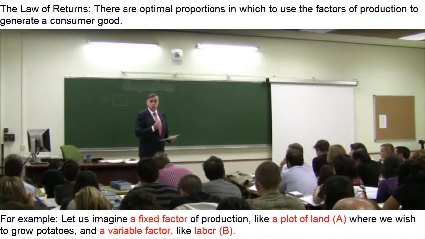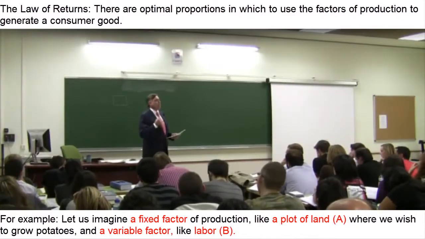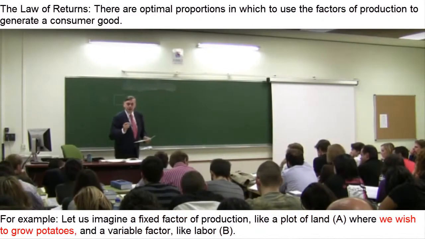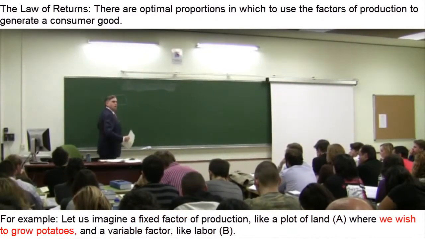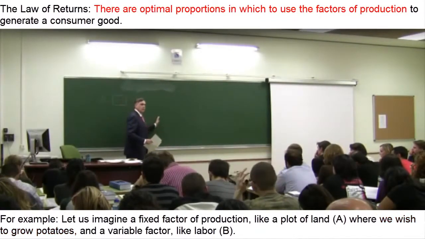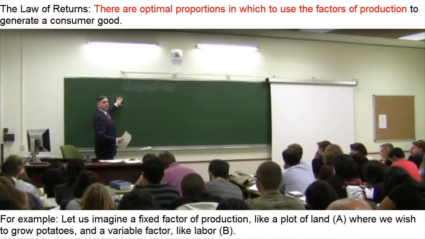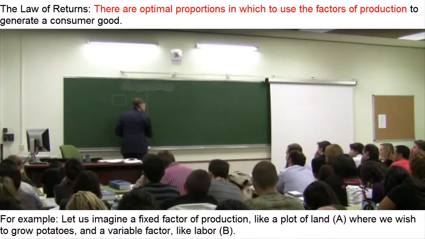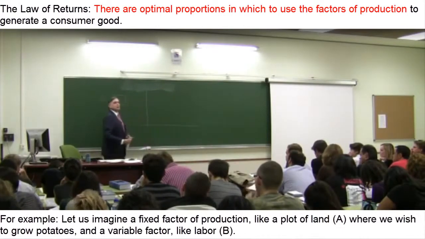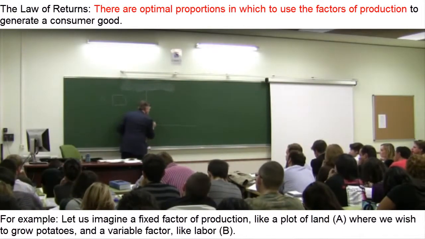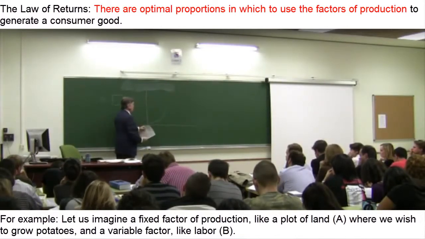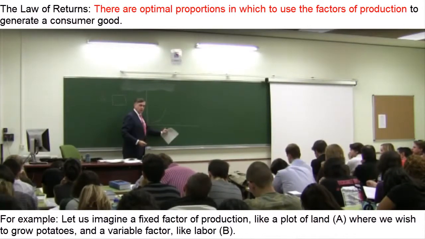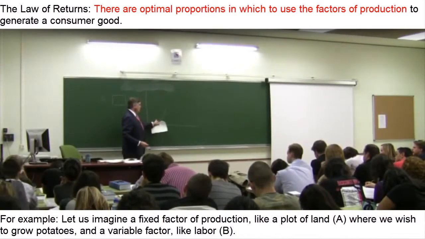What happens to the final output in the form of consumer goods? Let's suppose the production process is going to mature and yield potatoes. We're going to grow potatoes. Well, what the law tells us is that if we have a fixed factor of production, and we gradually increase the number of units of the variable factor, the plot of land, and we increase the number of workers who farm it, the law tells us that as we increase the number of units of the variable factor, the number of workers, our output of final consumer goods, potatoes, initially rises more than proportionally.